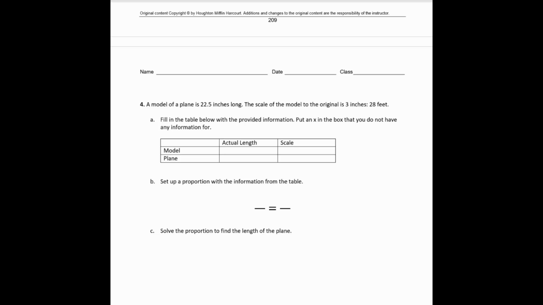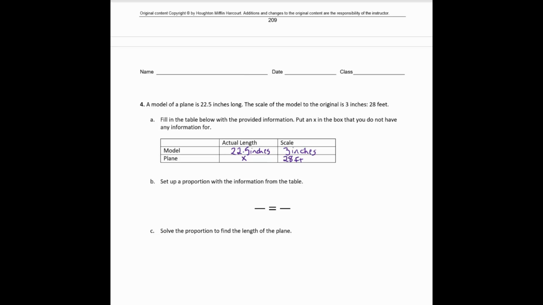So the actual length of the model is 22.5, so that goes here. And the scale of the model to the original is 3 inches to 28 feet. So the 3 inches should go up here. And the 28 feet should go down here. Because for every 3 inches in the model, we should have 28 feet for our plane. What we don't know, and what we're going to try to find, is the actual length of the plane.